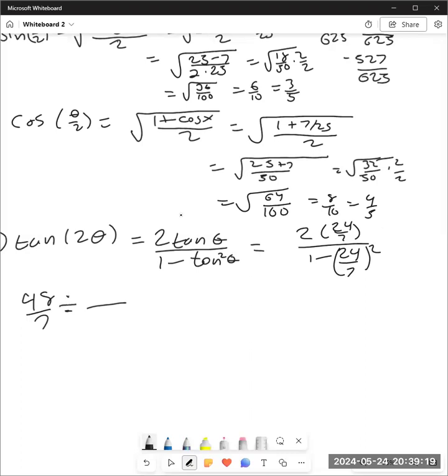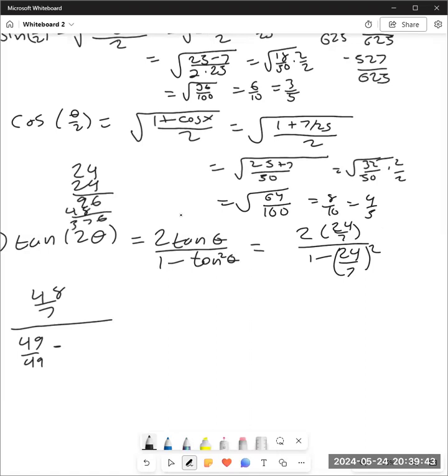Let's just work this out separately. 48 over 7 over, this is going to be 49 over 49 minus 24 times 24, that's 576, over 49. 576 minus 49 is 527.